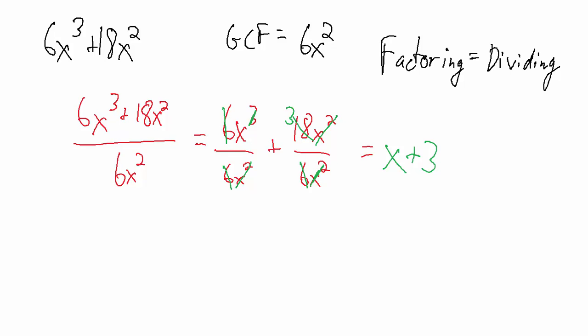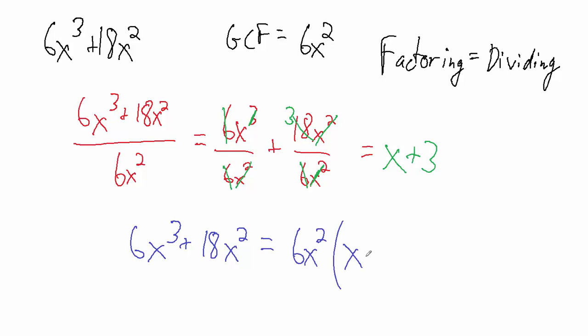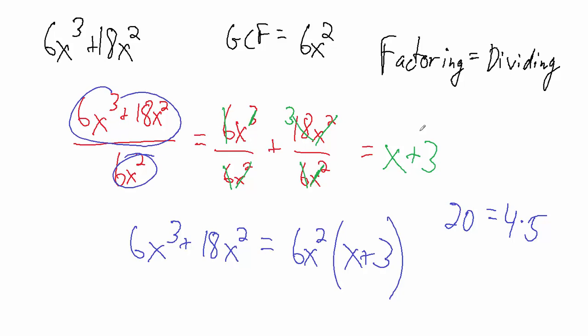So the way we write that, finally, is 6x cubed plus 18x squared equals 6x squared times the quantity x plus 3. Okay? Because 6x cubed plus 18x squared divided by 6x squared gives us x plus 3. Just like 20 divided by 4 gives us 5, right? So here we have this divided by this gives us this. So we write the first one, 6x cubed plus 18x squared equals 6x squared times the quantity x plus 3.